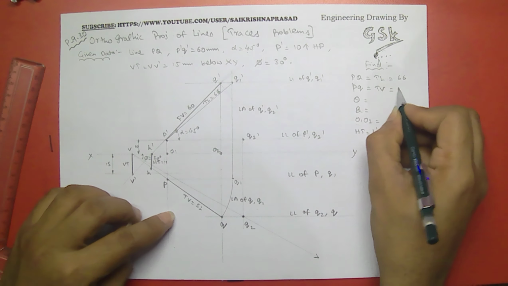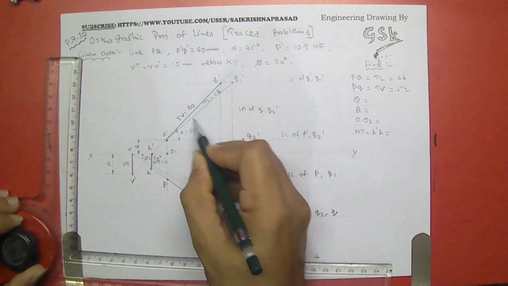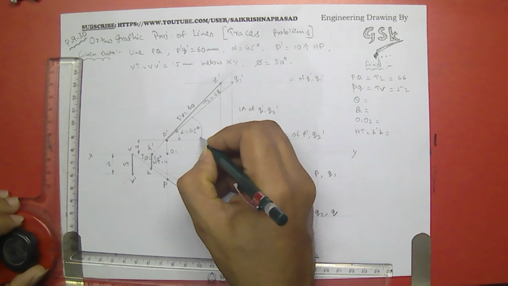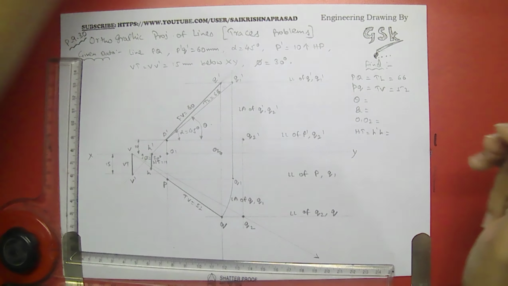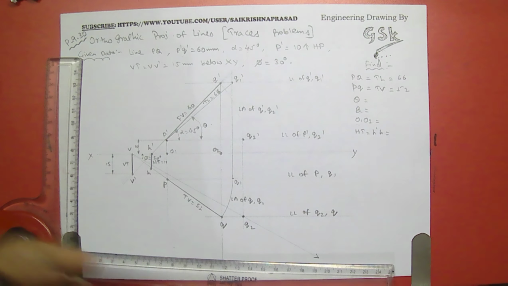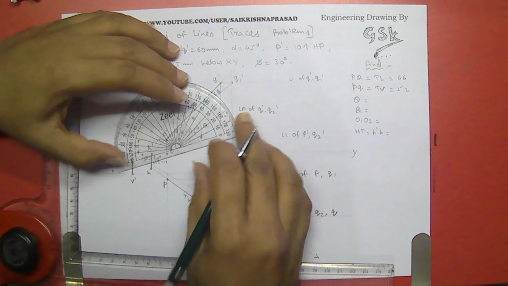The top view is 52, and theta, we have to get the theta. So this is the angle of theta with respect to the true length. So I'll be taking the compass and protractor, and I'll measure this angle. I've taken the point over here and I'm measuring this one. This would be around 39 degrees. Theta is 39 degrees.